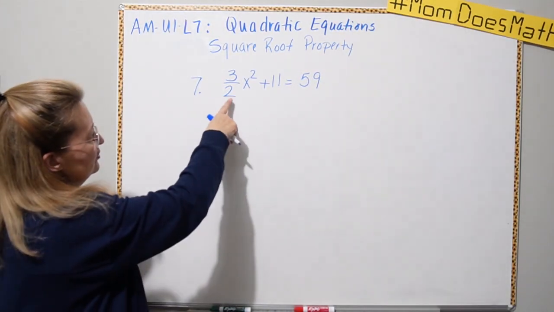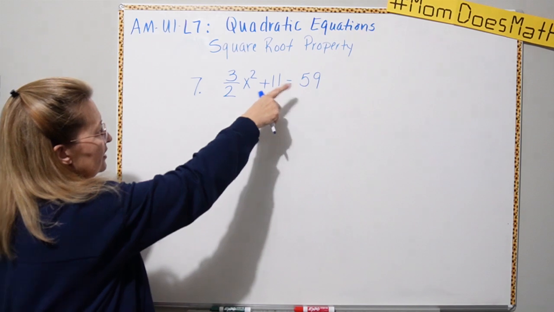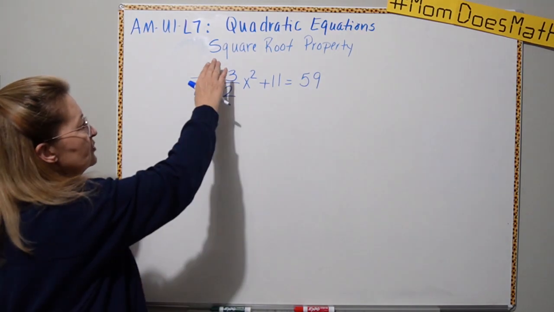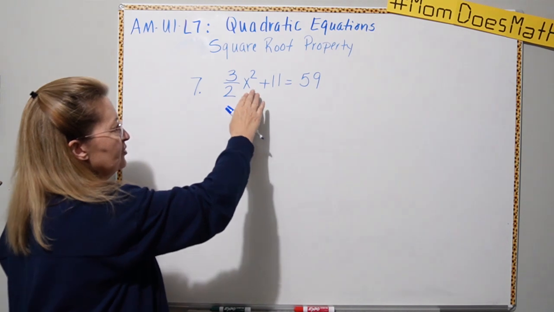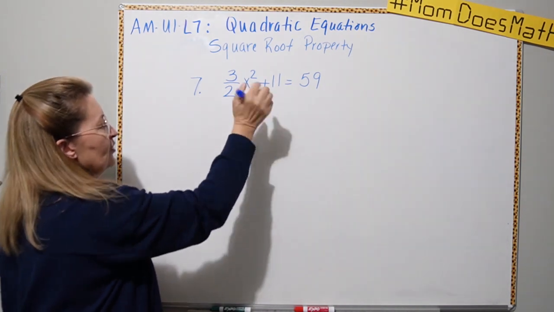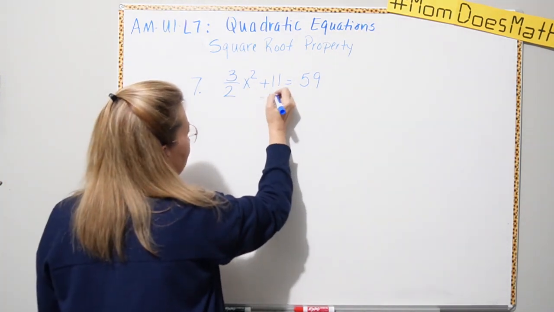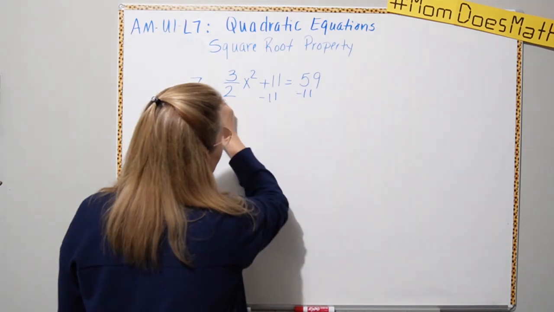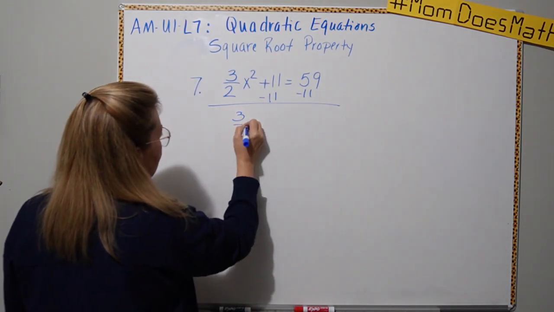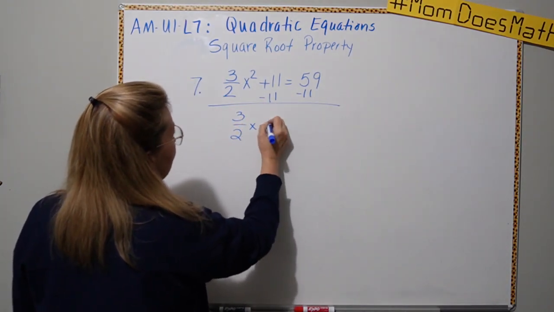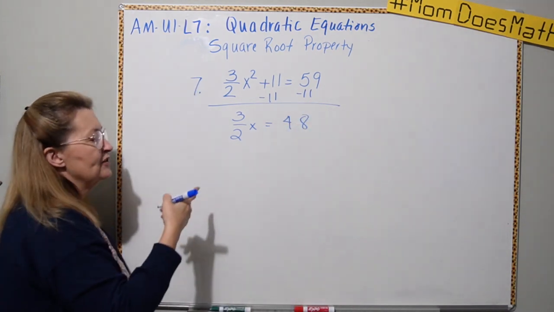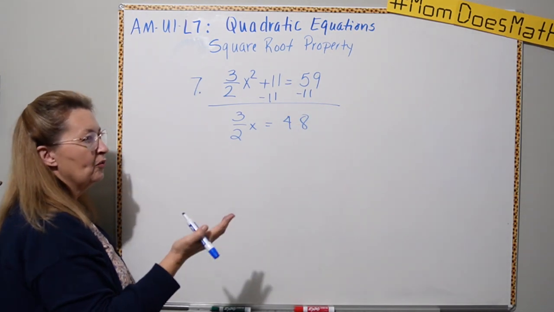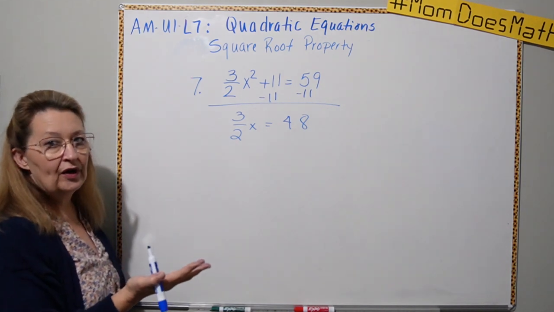Okay, number 7 is 3/2 x squared plus 11 equals 59. Before I can use the square root property, I want the only thing left over here to be my perfect square. So first I've got to get rid of the 11. I'm going to subtract 11 from each side. So now I have 3/2 x squared equals 48. Now I need to get rid of this fractional coefficient. How would you normally do that? Well, you're undoing what's been done.